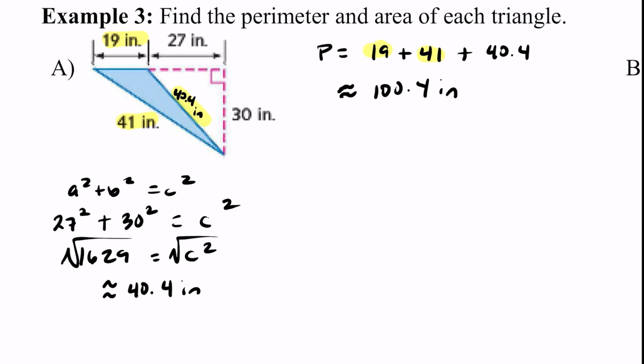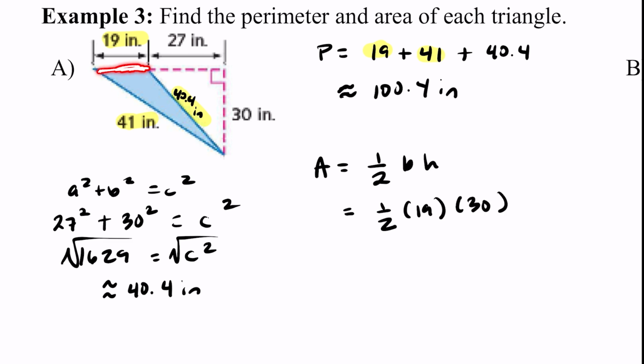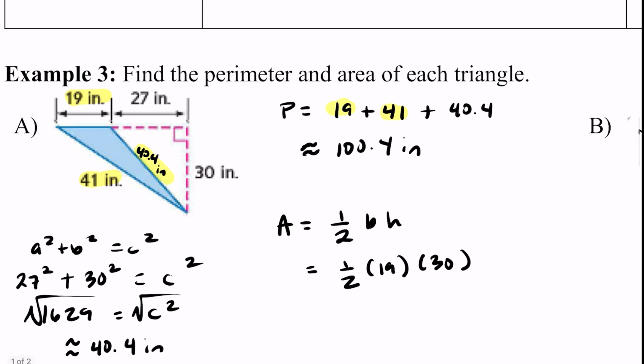Inches, just inches, okay? And then to figure out the area, it's 1/2 base times the height. So 1/2, what's the base of the triangle that I'm looking for? 19. It would be 19, and then the height should be what? 30. Okay, so again, here's 19, here's 30. They should be perpendicular to each other, okay?